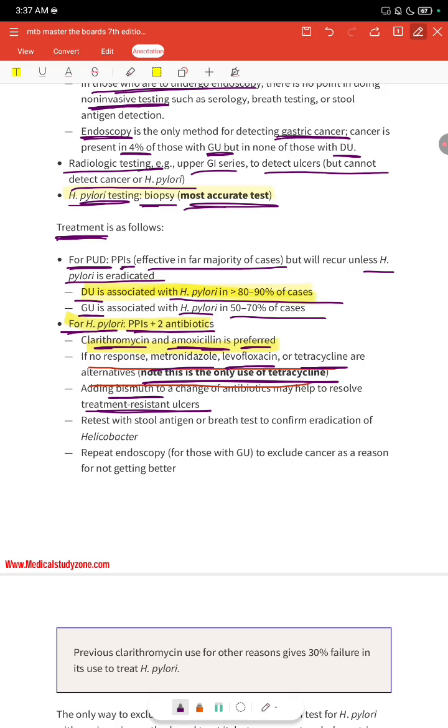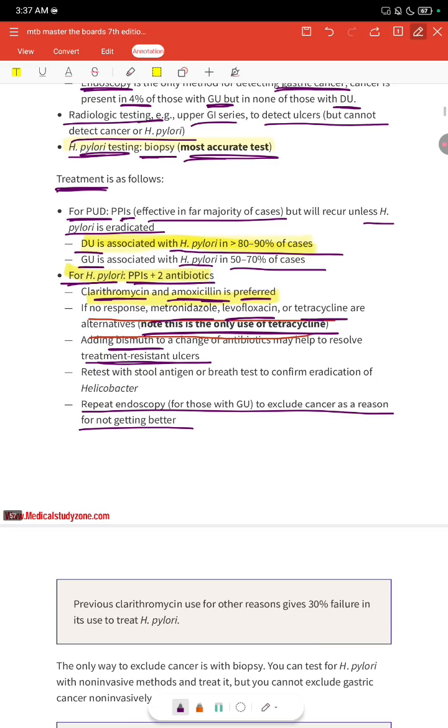Retest with stool antigen or breath test to confirm the eradication of Helicobacter. And repeat endoscopy for those with GU to exclude cancer. As we said, in 4% of those with GU, they have cancer as well, the gastric cancer. So if treatment is started and the patients with GU are not getting better, we have to repeat the endoscopy to exclude cancer as a reason for not getting better.